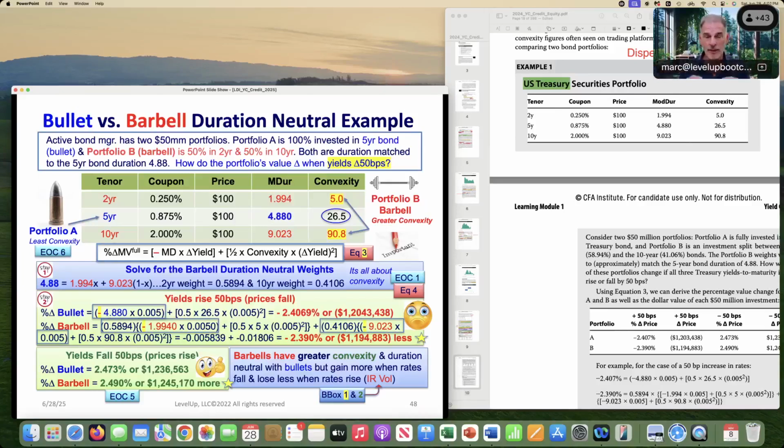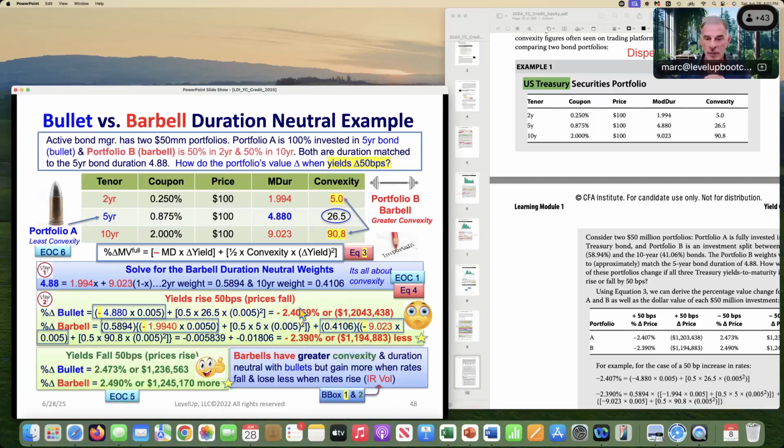But if we went ahead and calculated equation number 4 through this, the duration plus the supplement convexity of 1/2 times the convexity statistic times the change in yield squared, the bullet had a loss of 2.4. And if I look at the barbell, which with duration neutrality had greater convexity because it's a 2 and a 10, greater spread and dispersion, the loss was only 2.39. So either a $1.2 million loss or a 1.194 million loss.